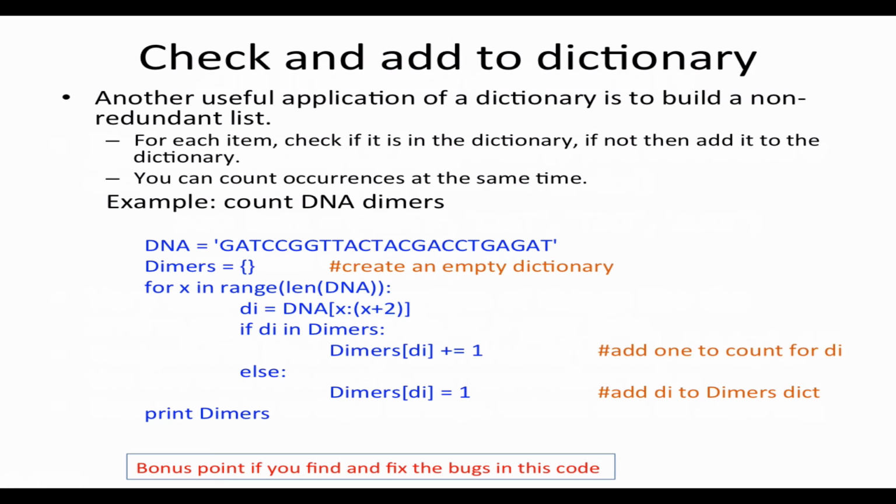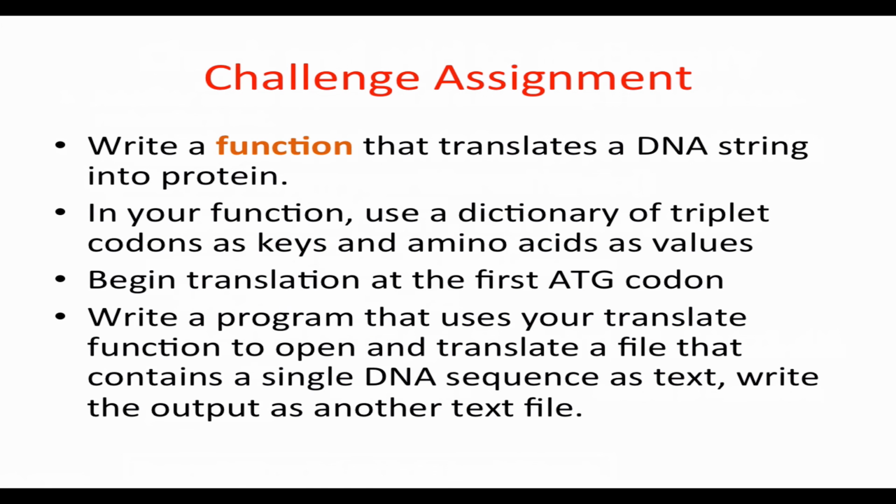But this check and add to dictionary is the solution to about 4 or 5 different Rosalind problems. So I got very fond of it. So here's a challenge, another assignment. Do or don't do or get help, just like before.